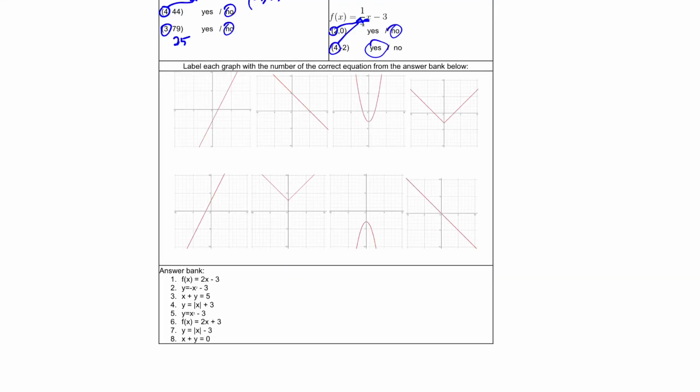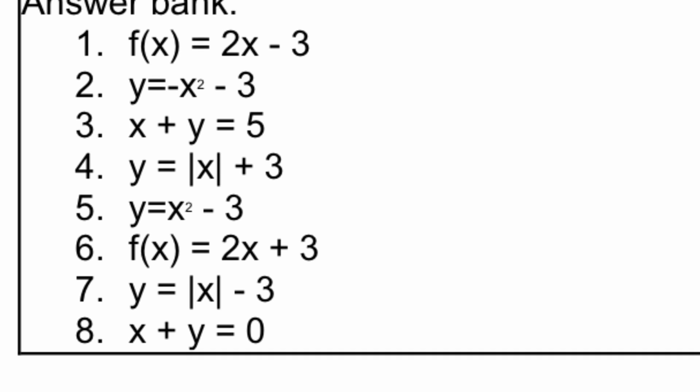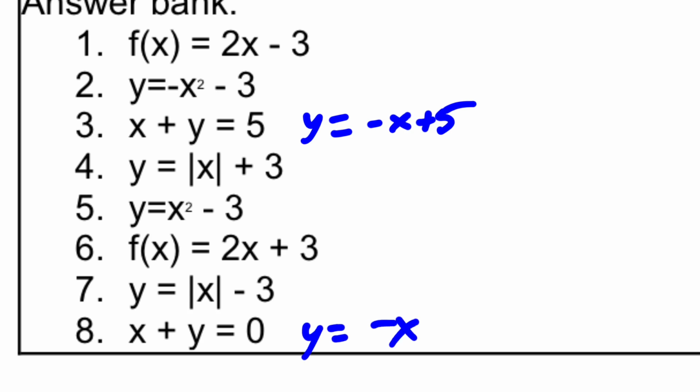To graph each of these, what I can do is solve them for y. So this one is going to be y is equal to negative x plus 5. And this one would be y is equal to negative x. And the rest are already solved. I can plug these into y equals on a calculator and press graph and compare the pictures.